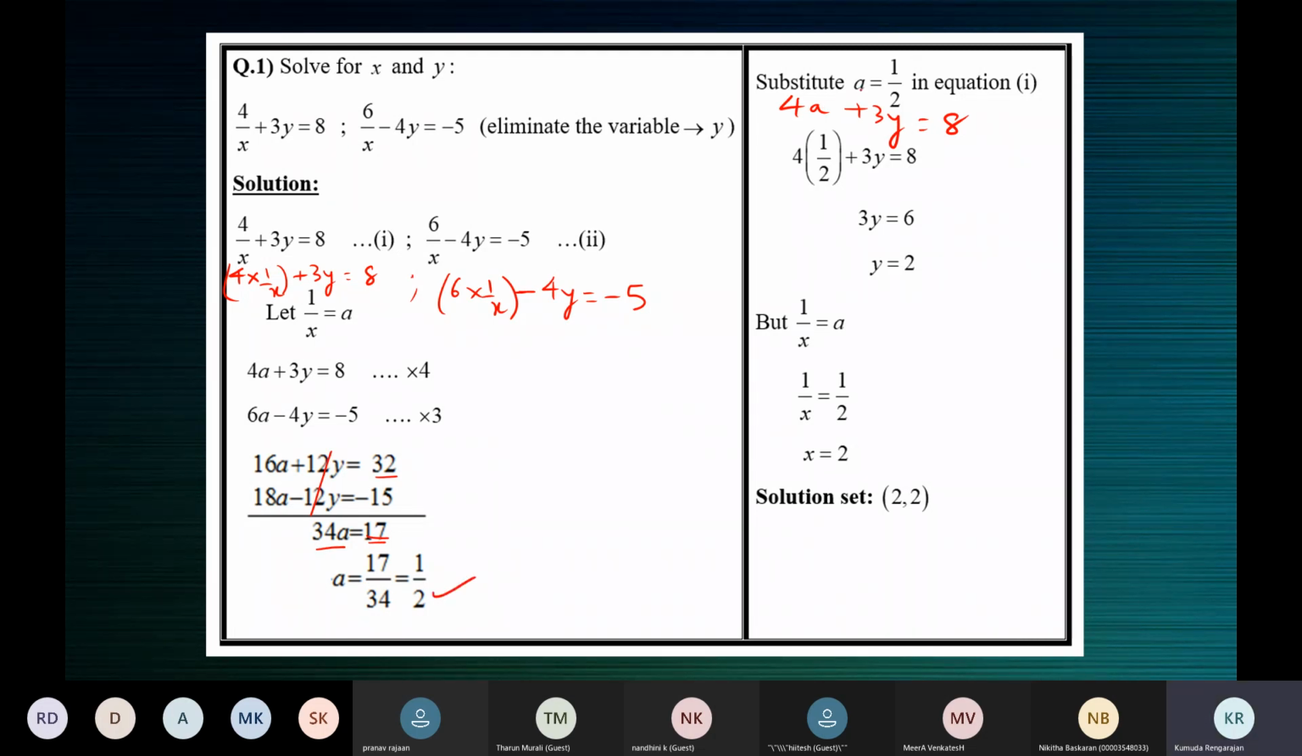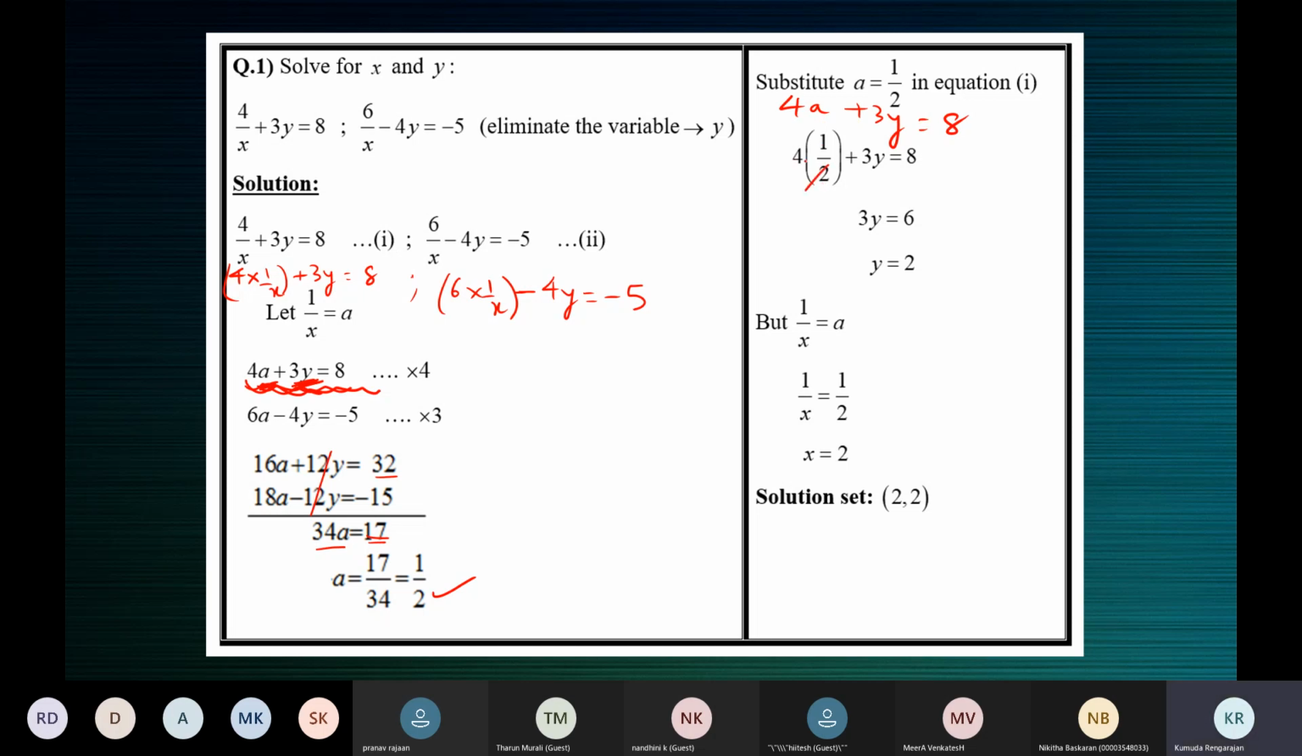Now, once you get the value of a, you should find the value of the other variable, y, right? The two equations are in a and y. So you got a, now you should find y. Substitute it in the first equation, 4a plus 3y is equal to 8. Any one equation, children, wherever you have a. Here, in 4 by x plus 3 by y is equal to 8, you cannot substitute because there's no a there. Take the equation 4a plus 3y is equal to 8 and substitute the value of a.